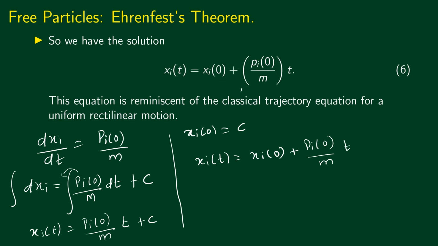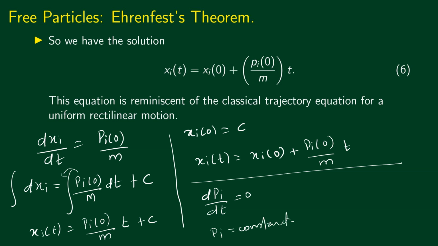Now, this solution has exactly the same form as the classical trajectory equation for a free particle. Because in classical mechanics, in Newtonian mechanics, for a free particle, the force acting on the particle is zero. So you can write dpi/dt equal to zero. In other words, pi is a constant. And this constant we can write as the value of the momentum at time t equal to zero. Now we use the Newtonian expression for pi.